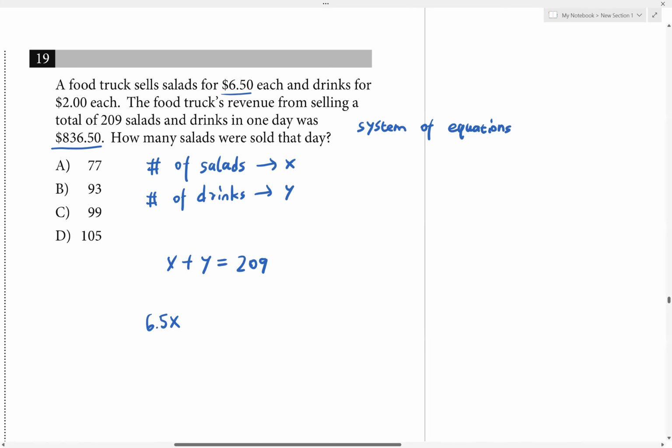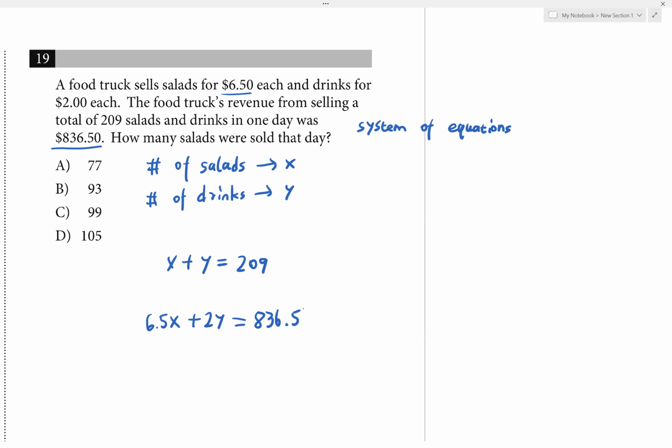And then similarly, the total amount of money for drinks is $2 each, and we have Y number of drinks, so the total will be 2Y. So if we add them together, 6.5X plus 2Y should give us the total revenue, which is 836.5. So that will be our second equation. Once we have the two equations, now it's just a matter of solving the system. We want to know how many salads were sold, so pretty much we're solving for X.